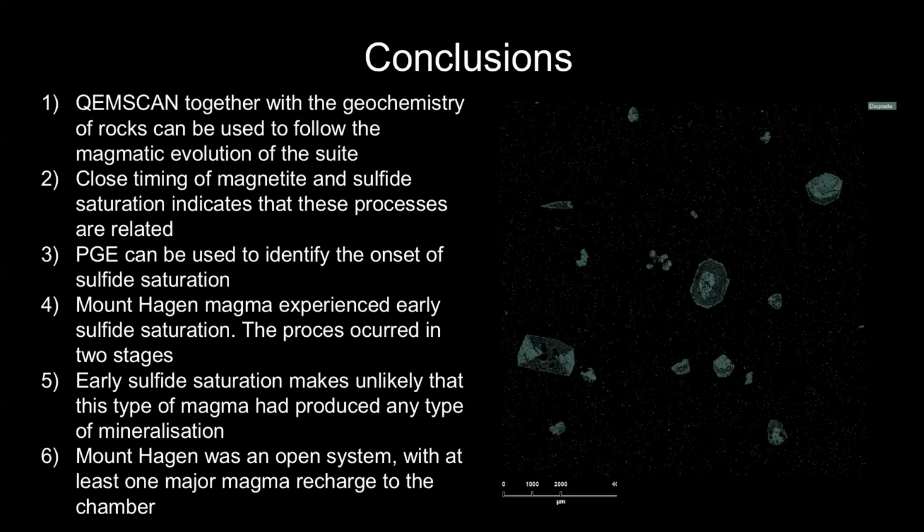However, just to conclude, we know that Mount Hagen was an open system with at least one major magma recharge. It underwent early sulfide saturation, which makes it unlikely that this type of magma had produced any type of mineralization. So PGEs can be used to identify the onset of sulfide saturation, and it very often correlates with the close timing of magnetite saturation.